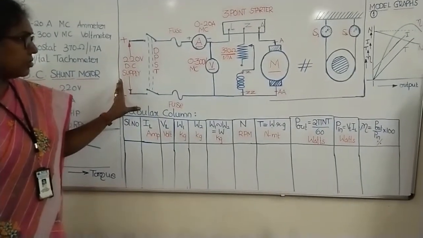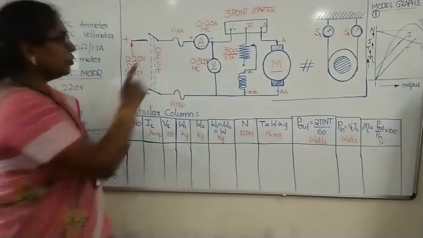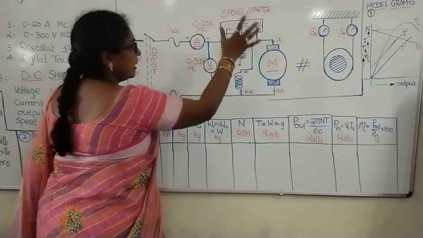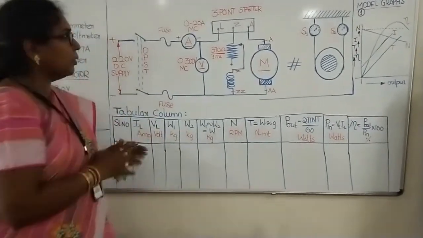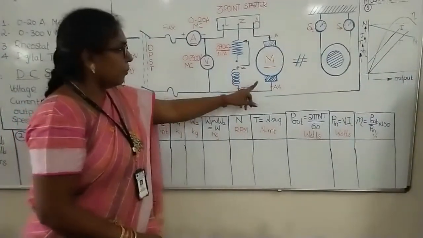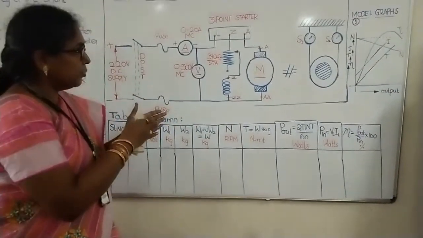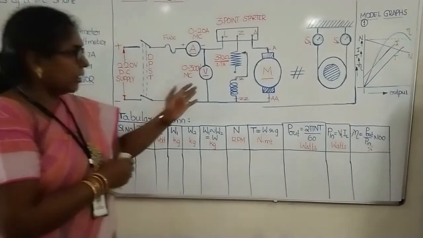Close the DPST switch, and then, by using the 3-point starter, start the motor. The moment the DC motor starts rotating, it is coupled to the brake drum.